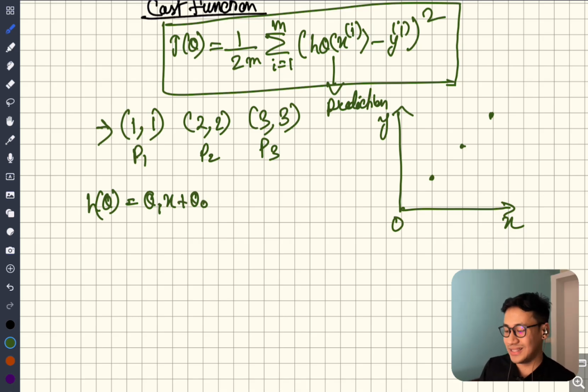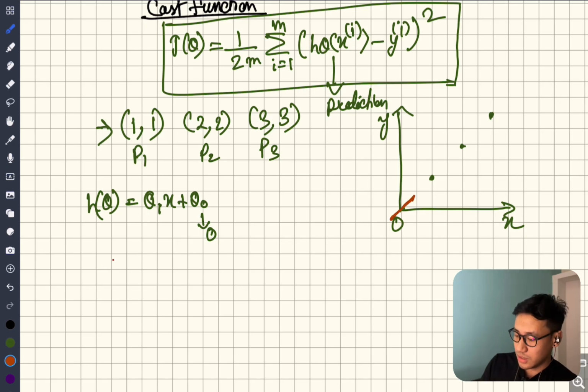All right, so in this case, again we don't know where the intercept will be or where the slope will be. We are just assuming that the intercept is 0. That means it passes through the origin. So let theta 0 be 0. That means it passes through the origin.